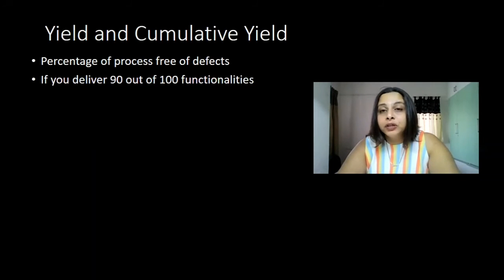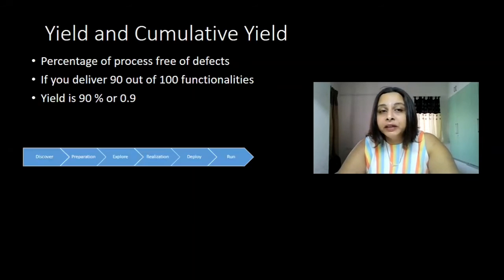Yield is nothing but the percentage of process which is free of defects. Assume you were supposed to deliver 100 functionalities or 100 deliverables to the customer, out of which you have delivered 90 defect free functionalities or deliverables. So your yield is 90% or 0.9. There is one more term, cumulative yield.